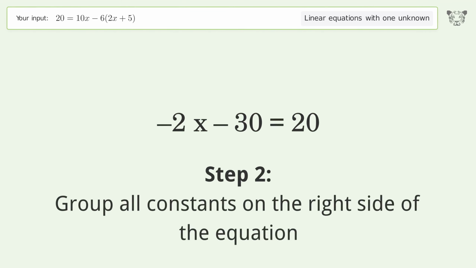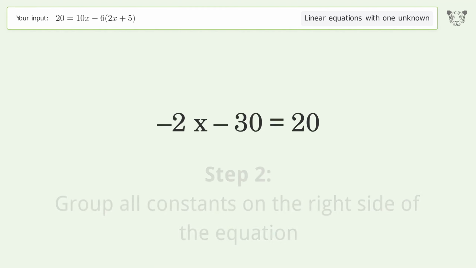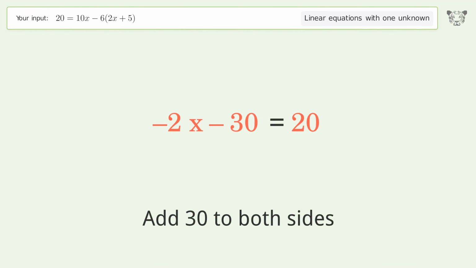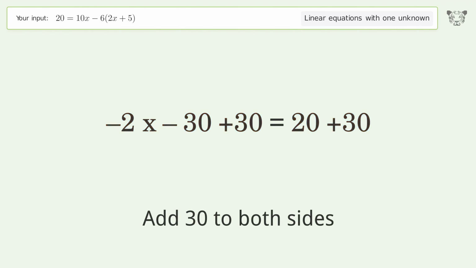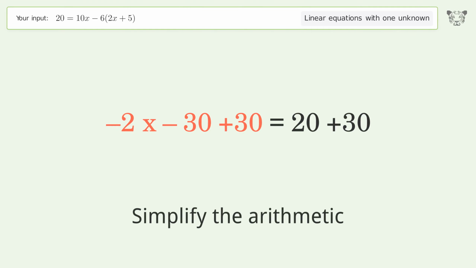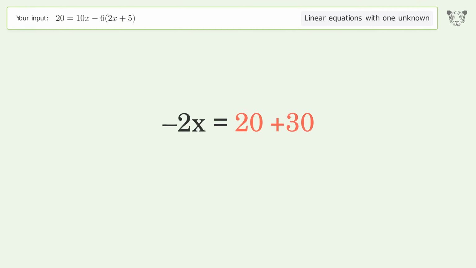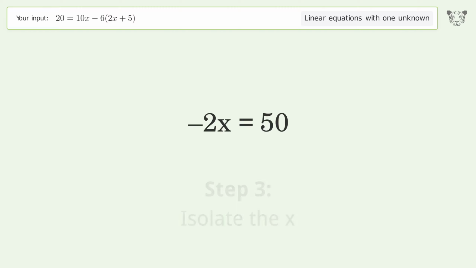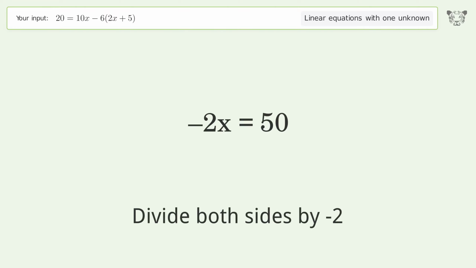Group all constants on the right side of the equation. Add 30 to both sides. Simplify the arithmetic. Isolate the x. Divide both sides by -2.